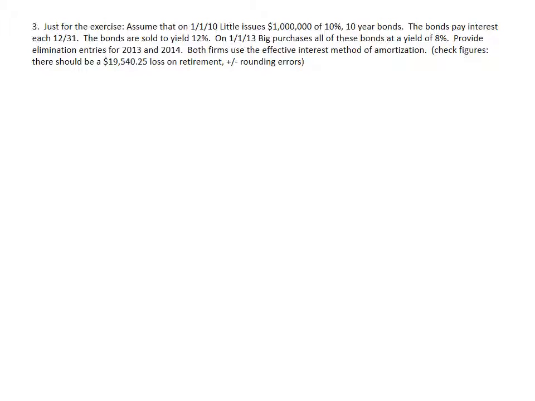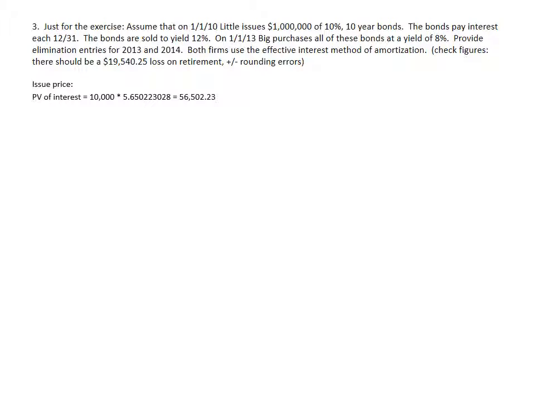So on 1/1/10, Little issues $1 million of 10% 10-year bonds. The bonds pay interest annually. The bonds are sold to yield 12%, so they're going to sell at a discount. A few years later, 3 years later, on January 1st, 13, Big is going to buy all these bonds at a yield of 8%. So they're going to buy them at a premium. Again, the bonds pay 10%. They're going to buy them to yield 8%. So they're going to be bought at a premium.